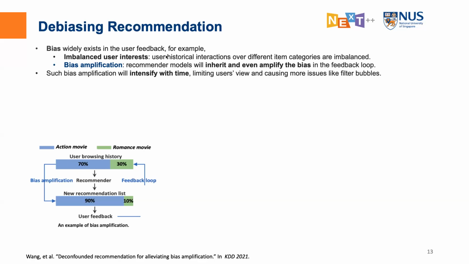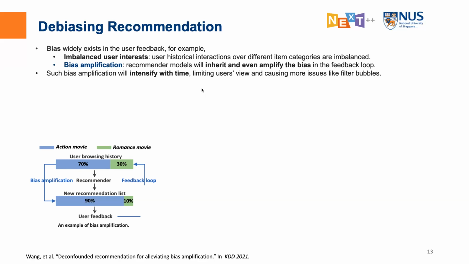During recommendation, we find that the model tends to amplify this imbalance, so more action movies will be recommended. Such bias amplification is not good because it intensifies with time. It will limit the user's view and cause issues like the filter bubble. We think this kind of problem is one reason for the filter bubble issue.